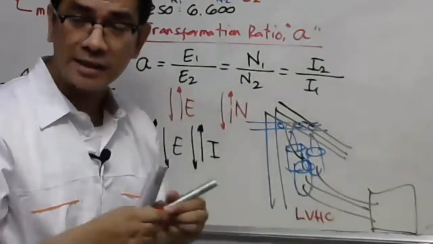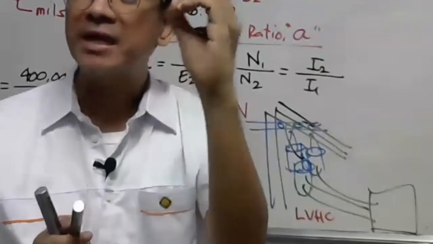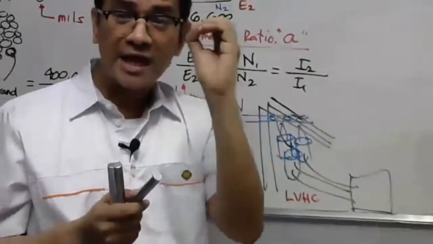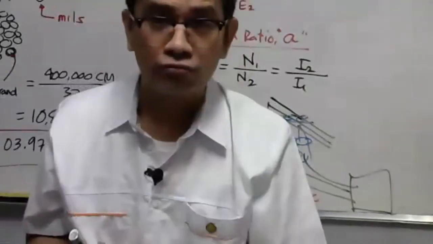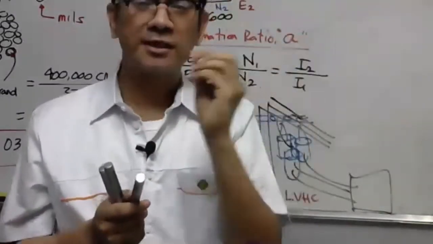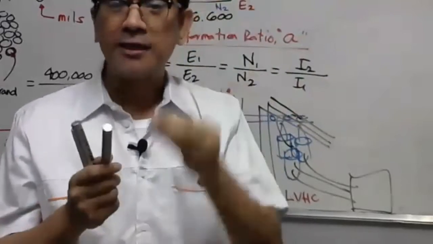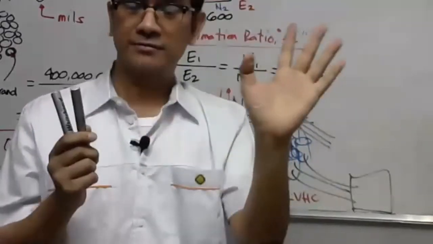When you are sizing a conductor, it depends on the ampere. If you are sizing an insulator, it depends on the volts, on the voltage. That is why insulators are expressed in volts, not amps.